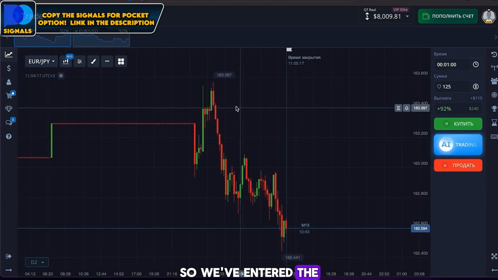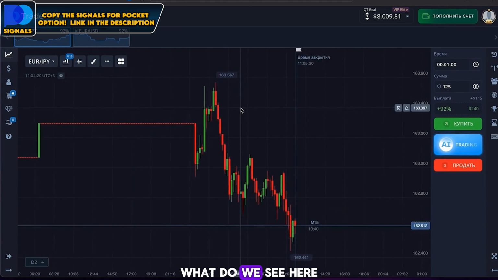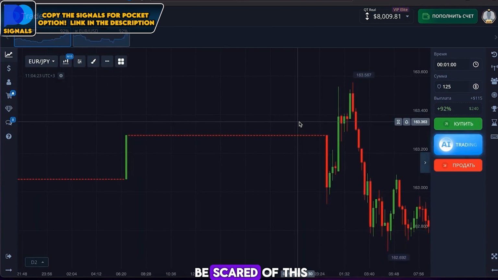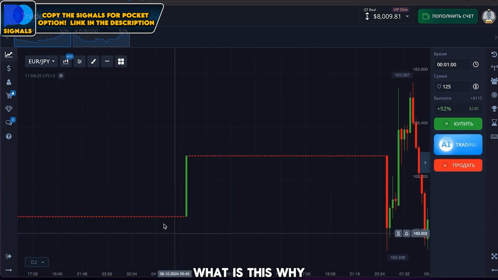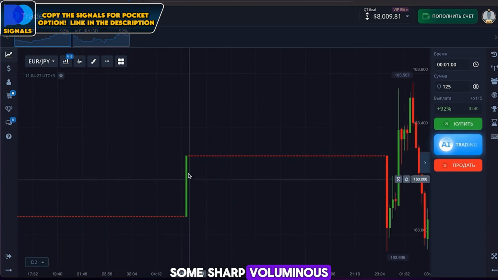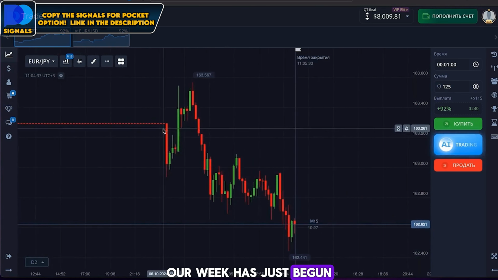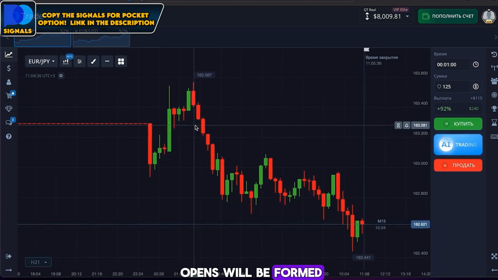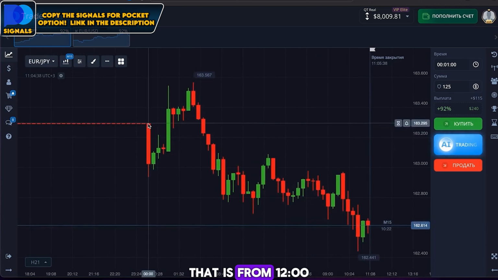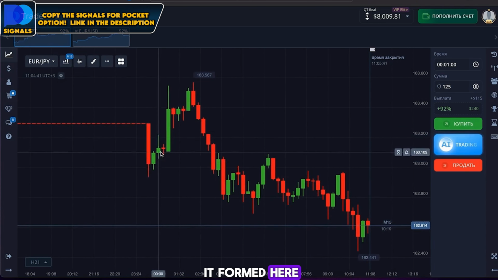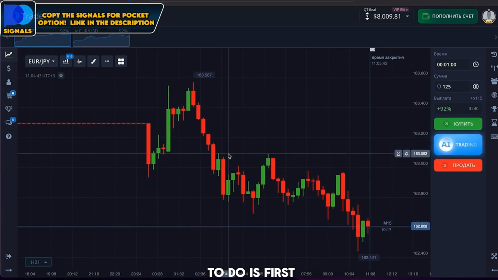So, we've entered the 15-minute interval. What do we see here? Of course, many might be scared of this. What is this? Why are there just some lines here, some sharp, voluminous bullish candles without shadows, and some other lines? Our week has just begun, so the pair that opens will be formed from this moment. That is, from 12 o'clock. It formed here.